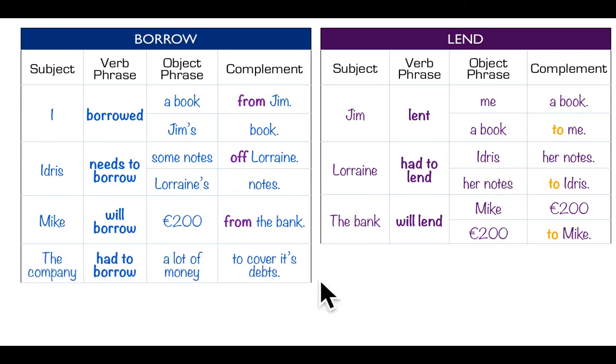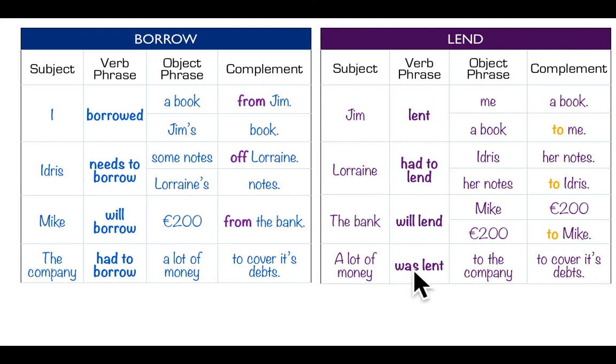The company had to borrow a lot of money to cover its debts. In this sentence, we don't know who lent the money. We just know why the company borrowed it. So how would we write the sentence over here? Well, if we want to give the same meaning with lend over here, we'll have to make the sentence passive. A lot of money was lent to the company to cover its debts.